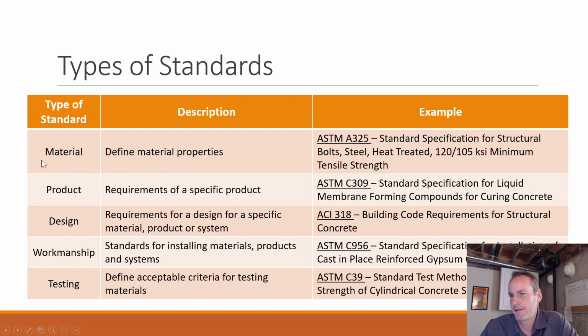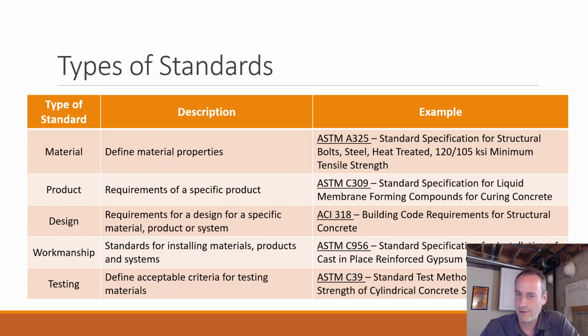So material, type of standard, description: it defines the properties. And then if you go over here to example, we'll talk more about these organizations in a bit, like an ASTM A325, which is a type of bolt. And you can see here it has this 120, 105 KSI minimum tensile strength. So what that really is saying, if I were to drill down, is 120 KSI stands for kips per square inch. So we have 120 kips per square inch. And I believe, if I'm not mistaken, 120 is if the diameter is over 1 inch, and 105 if it's less than 1 inch diameter, for the strength of that bolt.